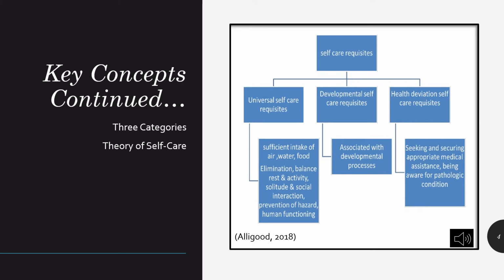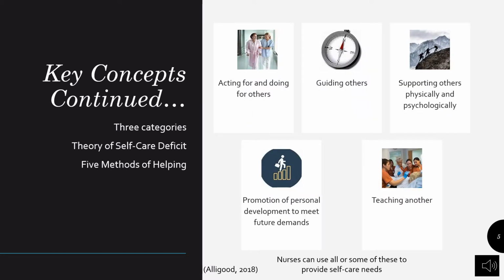The second is developmental self-care requisites. This includes developmental processes. The first one is provisions that promote development, engaging in self-care development, and prevention and overcoming life situations that can affect development. Health deviation self-care requisites include when an individual who is ill or injured seeks and secures appropriate medical assistance, being aware of pathological conditions.